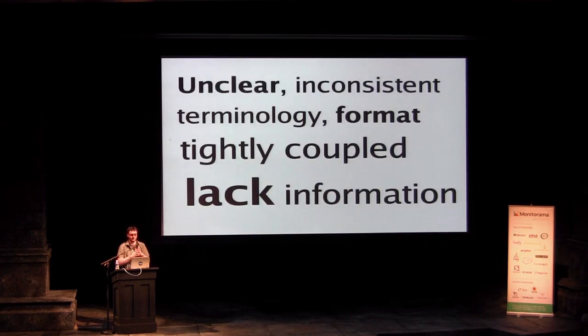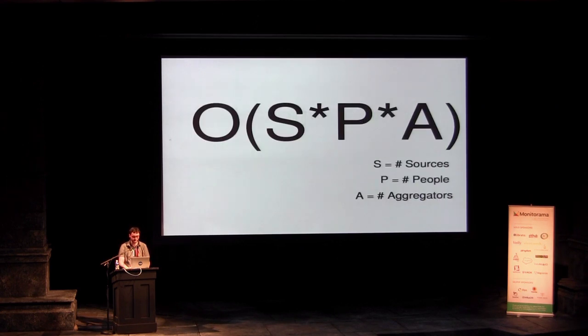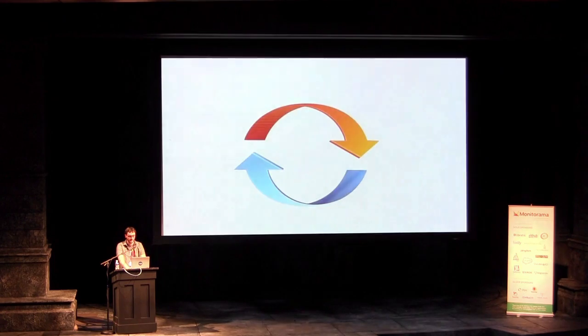So there's a lot of unclear and inconsistent terminologies and formats. Metrics are tightly coupled to their sources, and they often lack a lot of information. I would even say that for every source code base that is emitting metrics, and for every person involved working on these metrics, and for every aggregator processing your metrics, the combination of all of those, there's just so many different terminologies and formats.